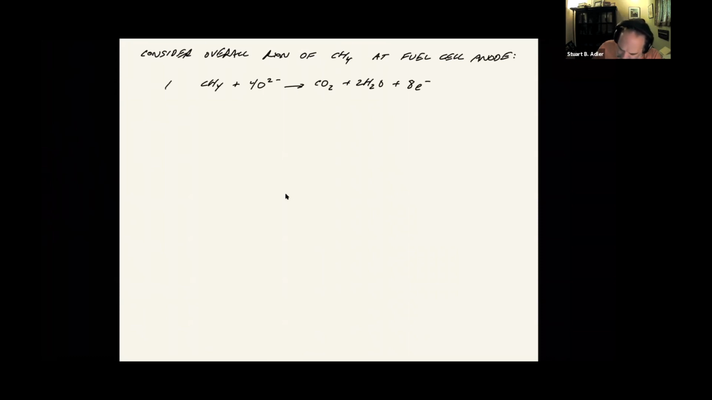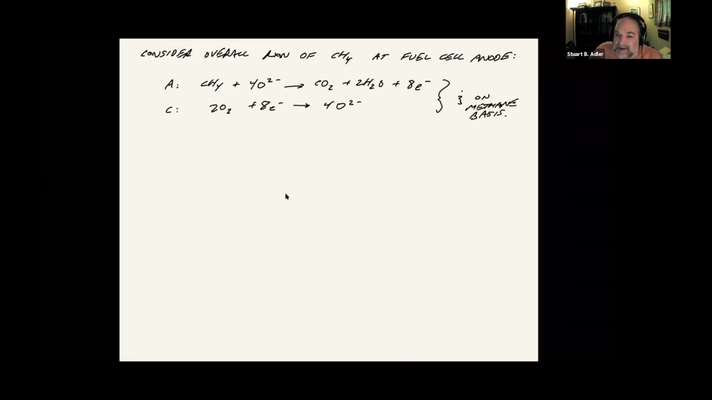So this is what's happening at the anode, and then at the cathode, we're taking 2 oxygen plus 8 electrons going to 4 O2 minus. And so if we talk about the extent of reaction, like if I have 1 mole per second of this reaction going on, it would mean we're consuming 1 mole of methane. So we could talk about xi dot on a methane basis.